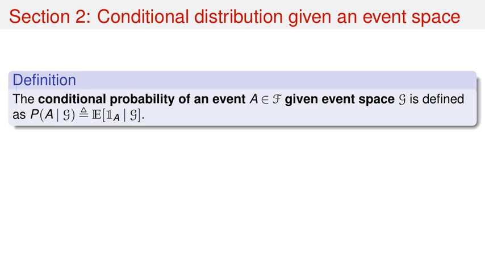Now let's move to section 2, conditional distribution given an event space. We can define the conditional probability of an event A in script F given an event space or sub-sigma algebra script G. We denote this P of A given script G and define it as the conditional expectation of the indicator function of A given script G. That is, P of A given script G is defined as the expectation of indicator A given script G.